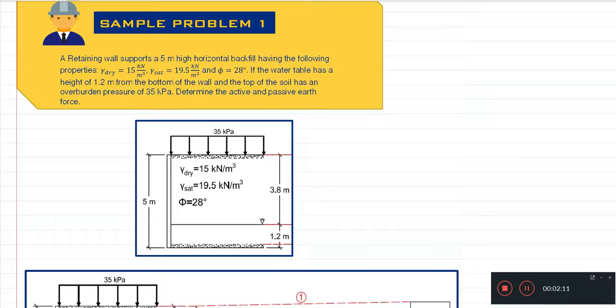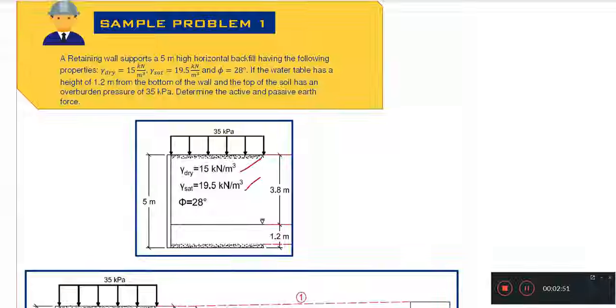So, to draw our retaining wall supporting a horizontal backfill, sabi natin 5-meter high horizontal backfill yung sinusupport ng mismong retaining wall na yun. So, ibig sabihin, hindi naman sinabi kung anong height ng retaining wall. So, ibig sabihin, we are assuming that they are of equal height. So, ito yung 5 meters, ito yung retaining wall, then ito yung soil backfill. So, andyan na rin yung properties ng soil natin, yung gamma dry na 15 kN per cubic meter, yung saturated unit weight na 19.5 kN per cubic meter, at yung angle of internal friction natin na 28 degrees.